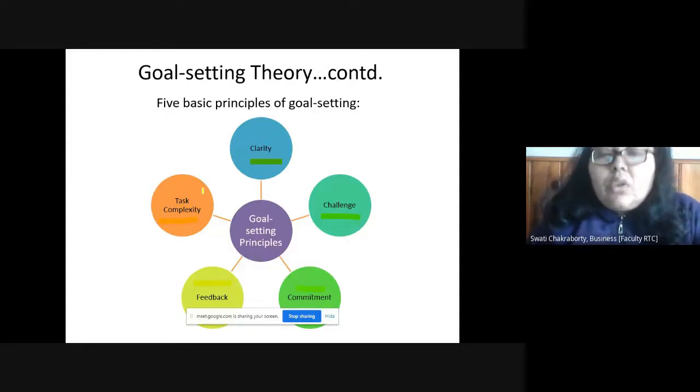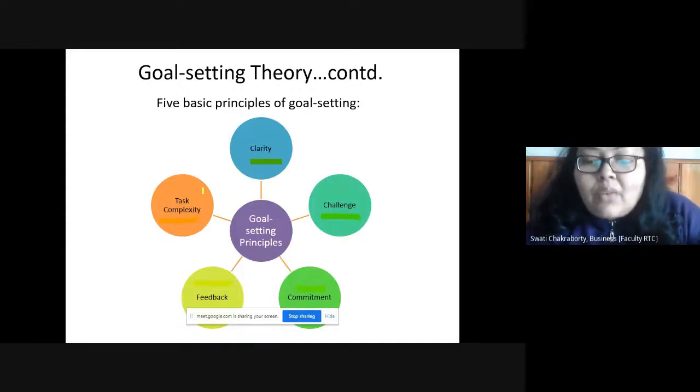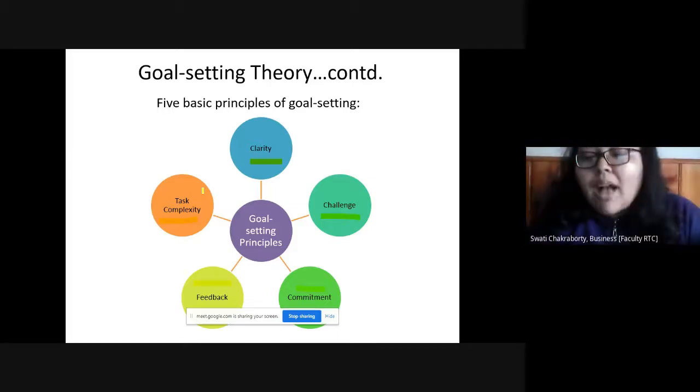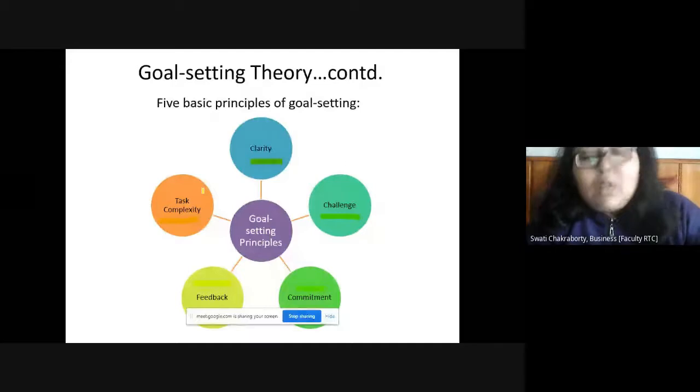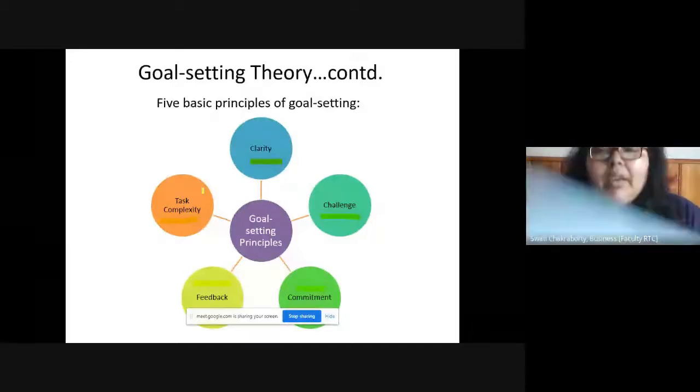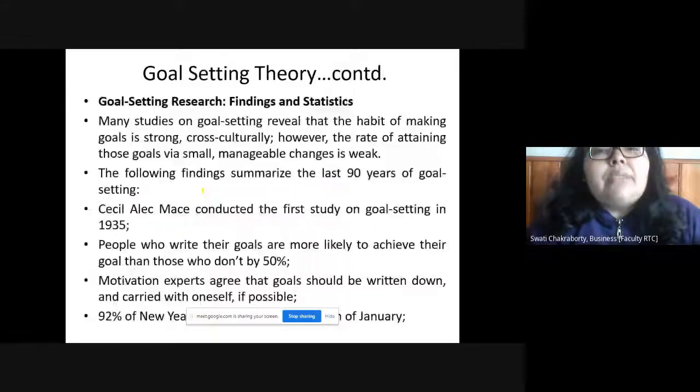Okay, so now what exactly happens is, researchers have found that these goal setting principles that we have are there throughout the world, in every country. So it's not that it's only in one specific organization or one specific country, it's there throughout the world. So that's what we have in goal setting theory.